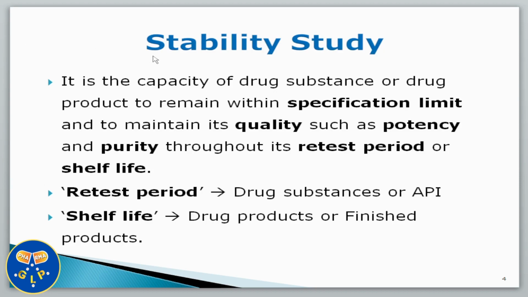So friends, in continuation to our previous video, stability can be defined as the capacity of a drug substance or drug product to remain within specification limit and to maintain its quality such as potency and purity throughout its retest period or shelf life. When the term retest period comes, it means we are discussing drug substances or API, and when the term shelf life comes, it means we are discussing drug product or finished products.